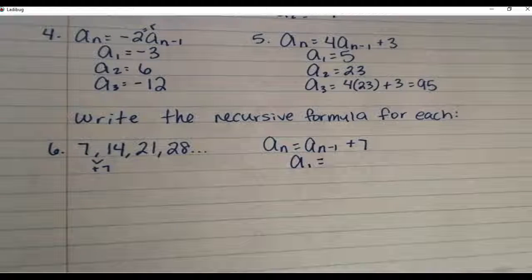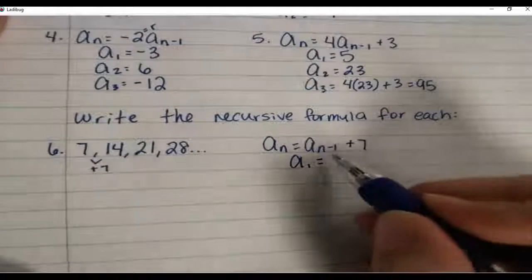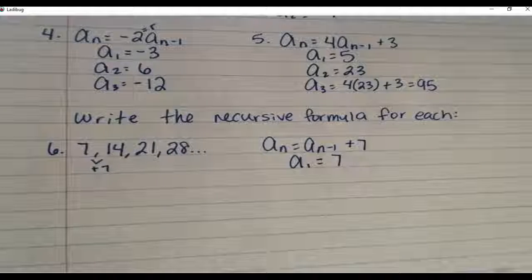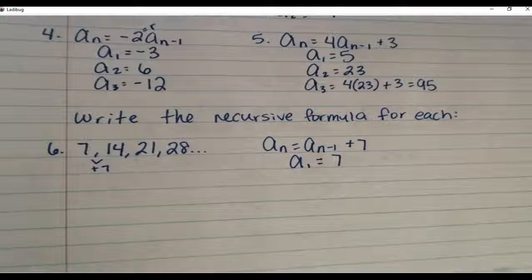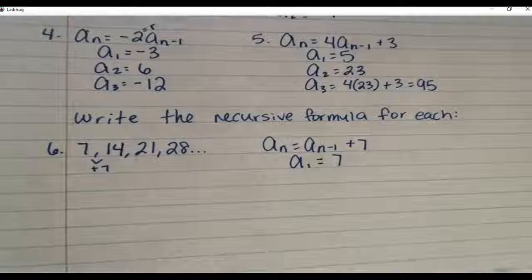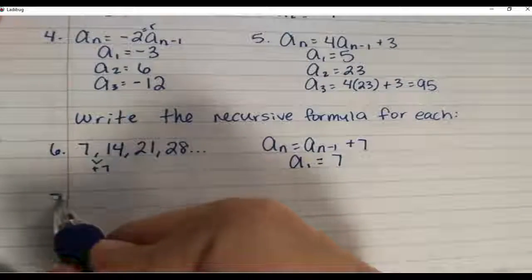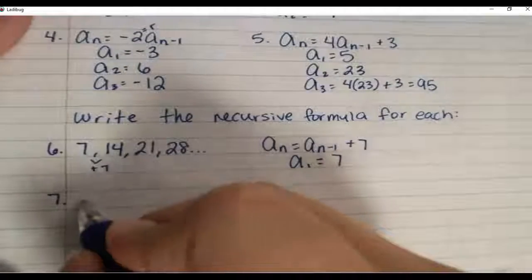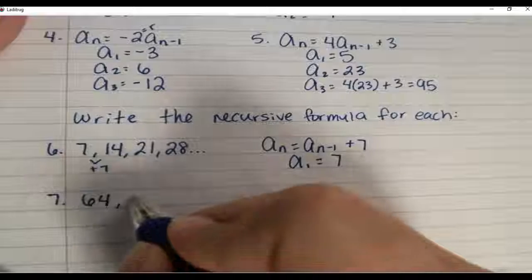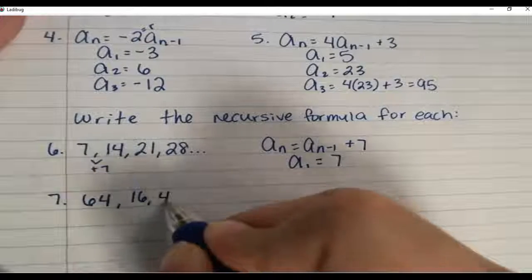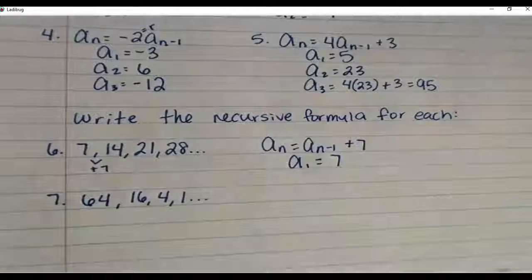And then where do we start? What's our first term? That's it. So an equals an minus 1. What's happening? A1 equals what? That's all. You don't have to simplify it, nothing. That's all you got to do. One more. Let's say we got 64, 16, 4, 1, etc.